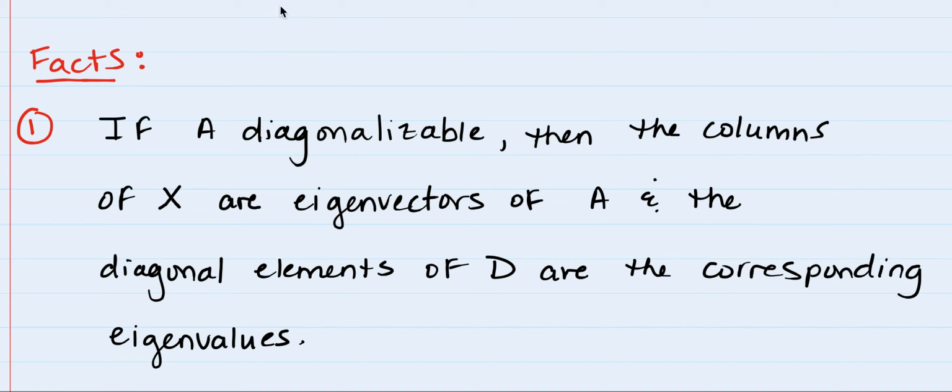Last time we said that a matrix A is diagonalizable if there's a matrix D that's a diagonal matrix and a matrix X that's invertible, where D is equal to X inverse A times X. We talked about some facts involving diagonalizable matrices. The first fact was, if we have a matrix A that's diagonalizable, then the columns of X are eigenvectors of A, and the diagonal elements of D are the corresponding eigenvalues.